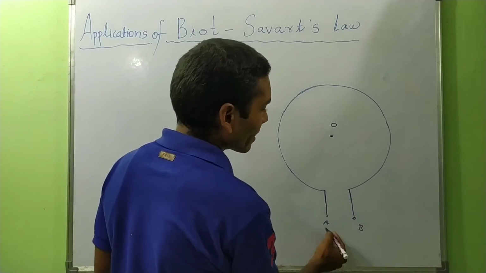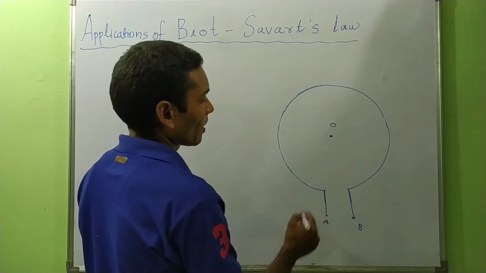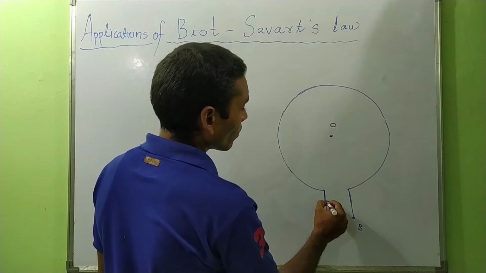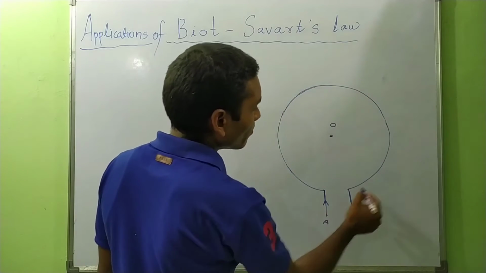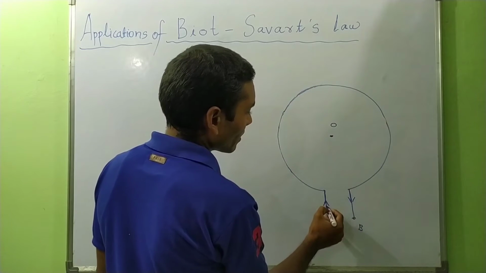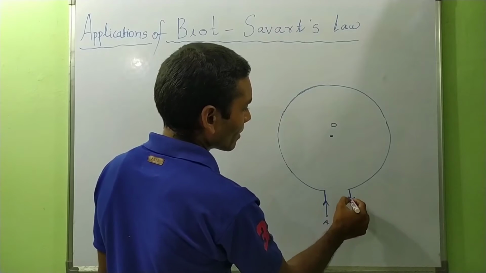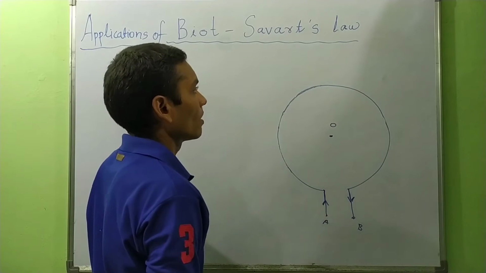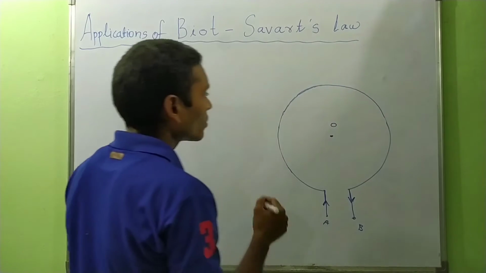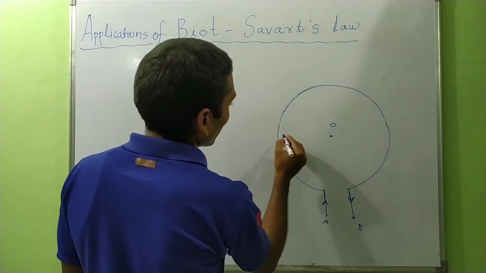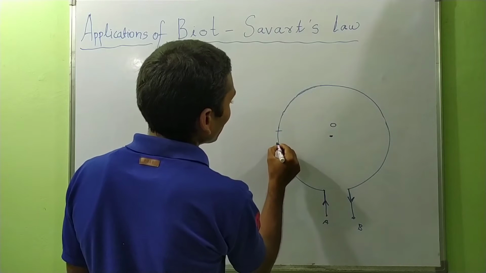There are two ends, A and B. Okay. Now current is made to flow through this wire from A to B. So direction here will be upward direction and here will be downward direction. Current is flowing through this wire, through this loop. Consider about a small element.